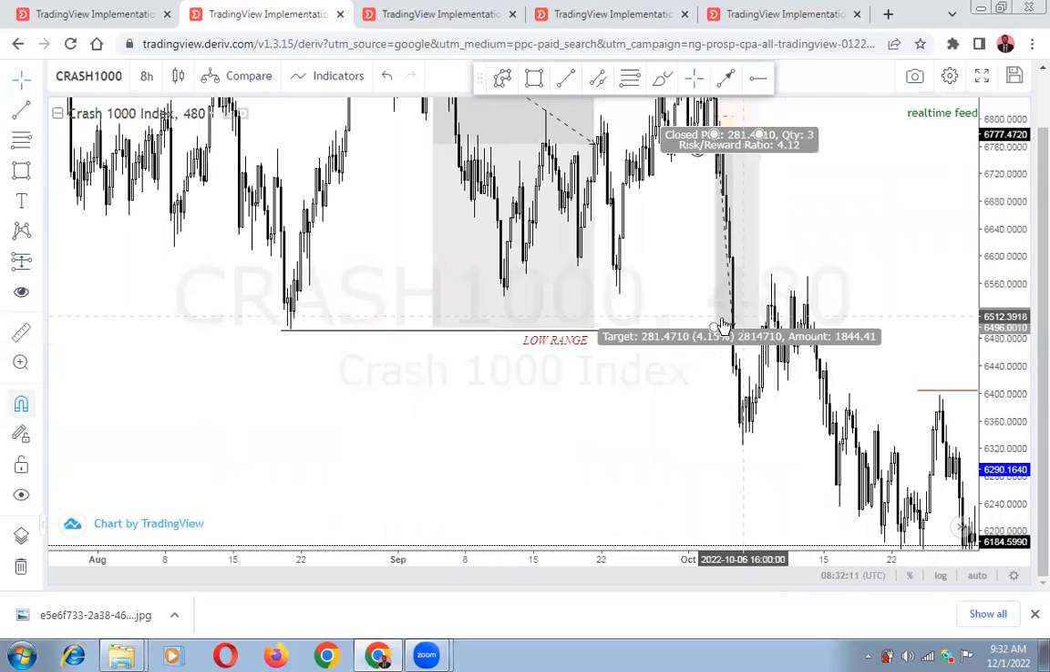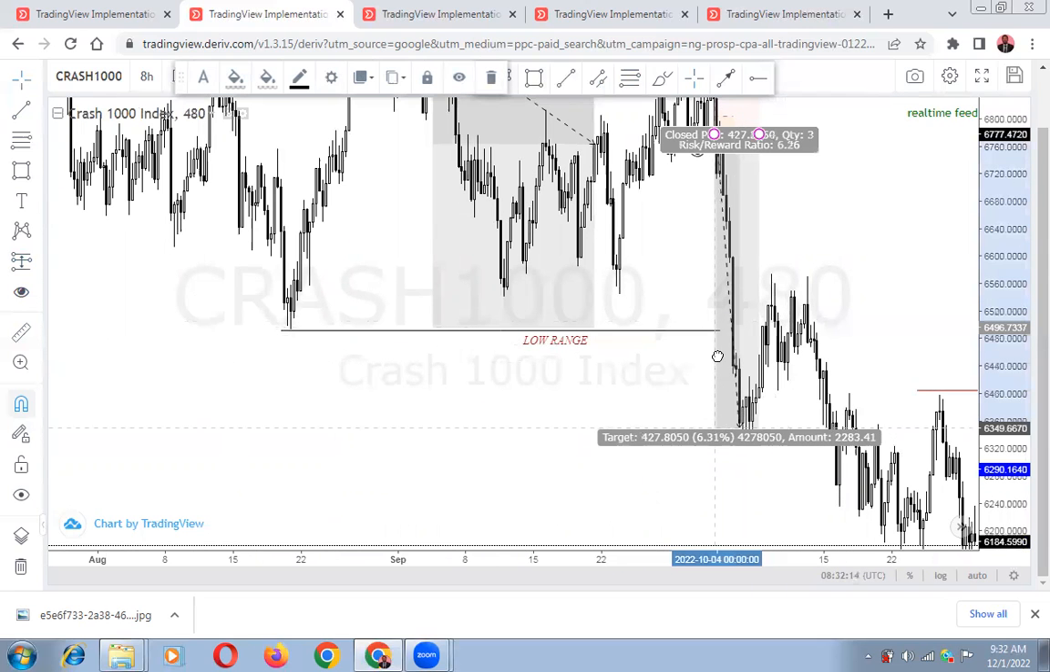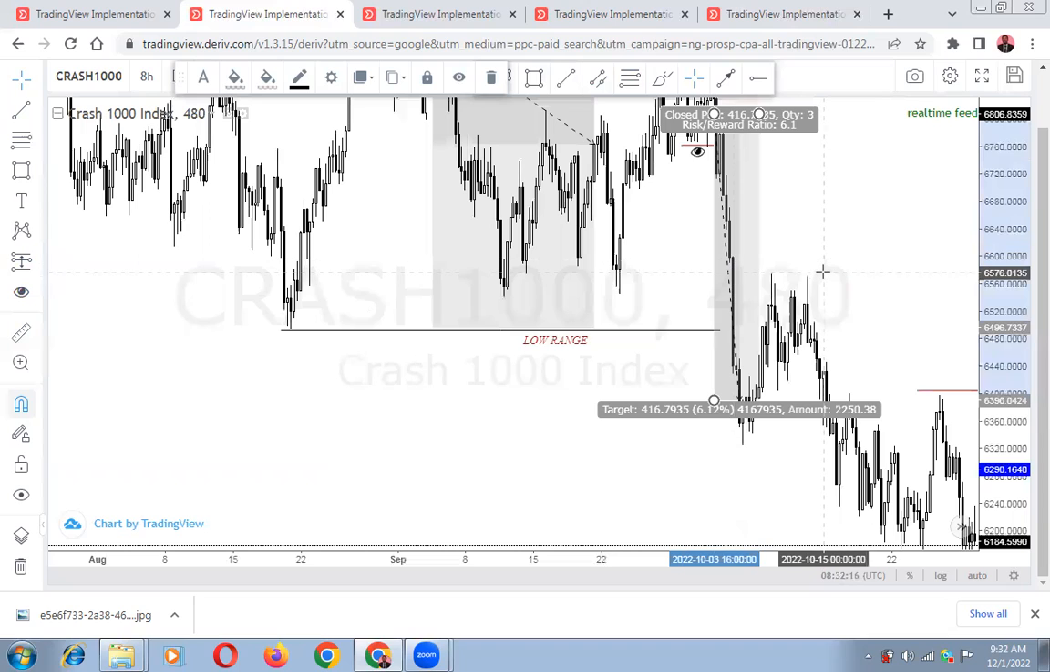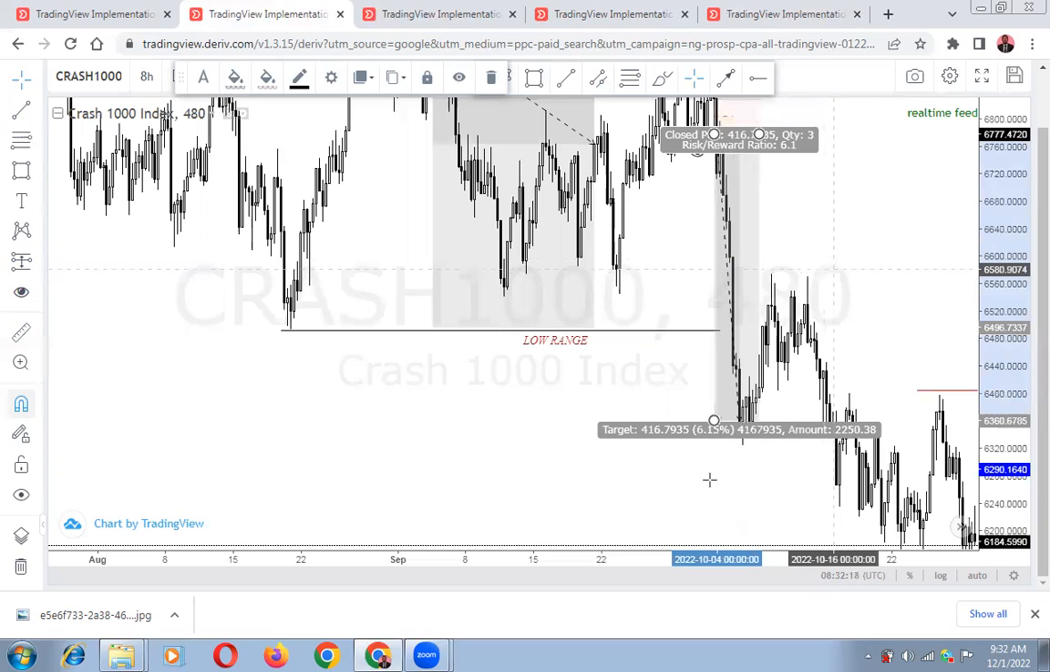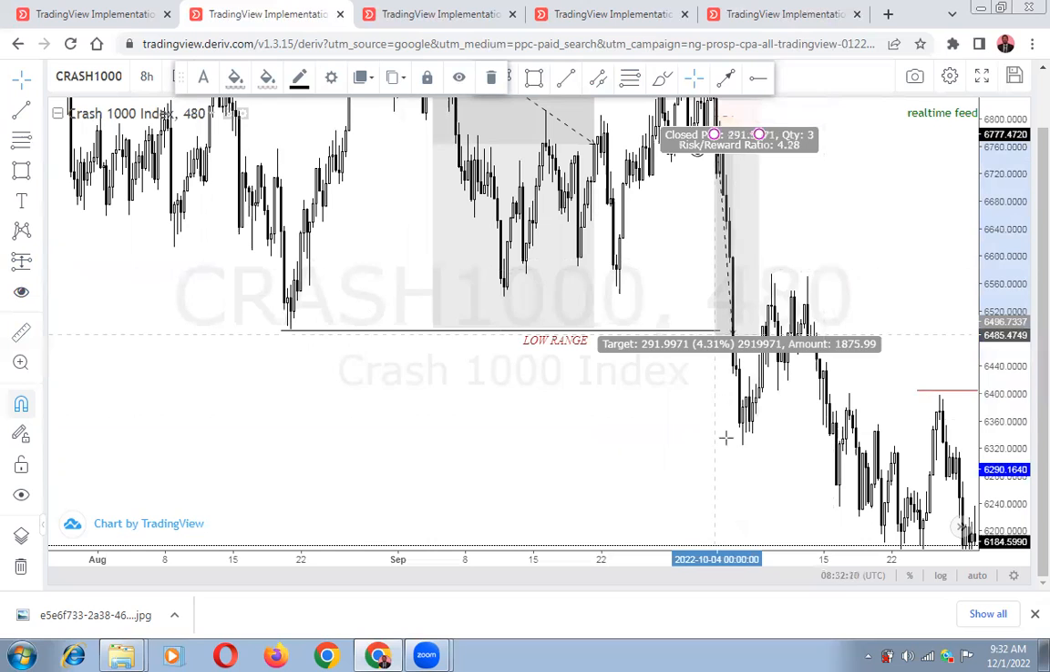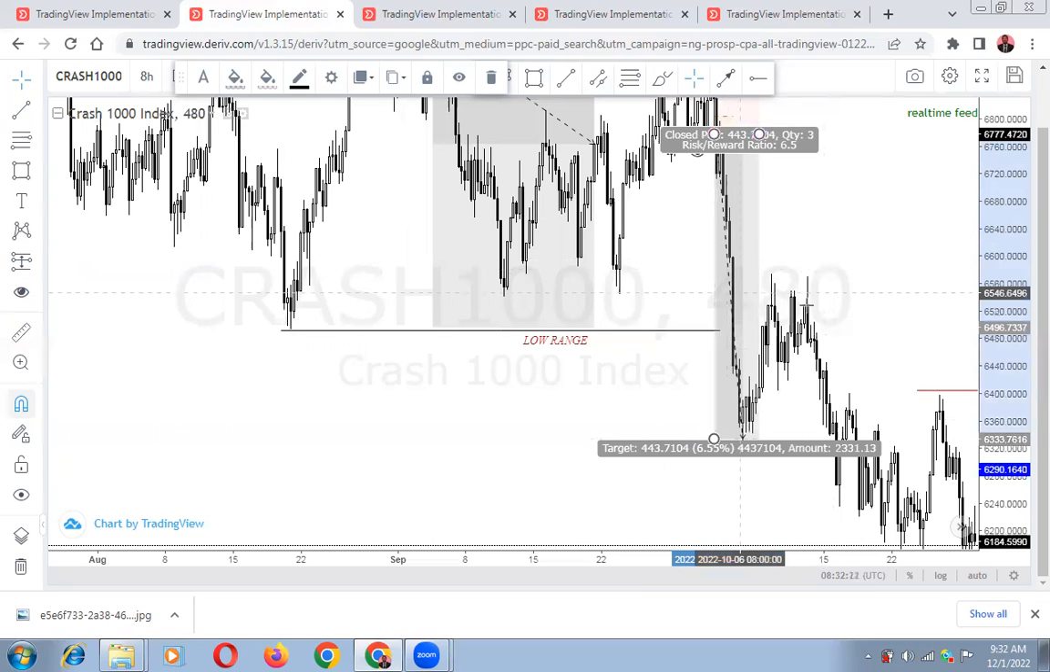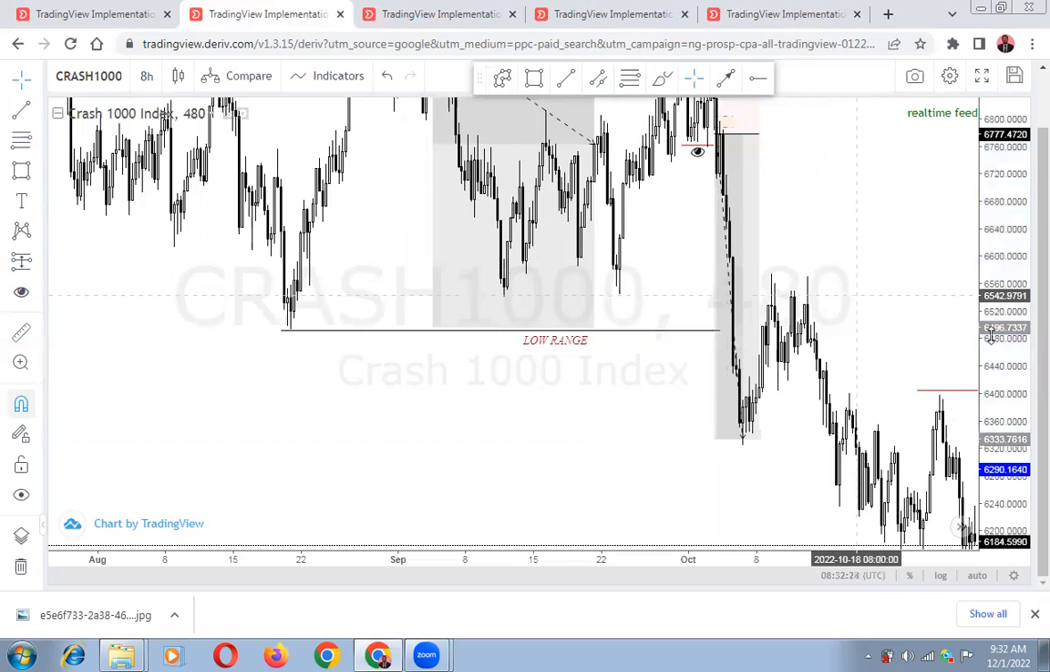And if you are taking price down to this place, you took partials from here, and then you took profit from here. This will give you 1 to 6. All right, we're back testing.